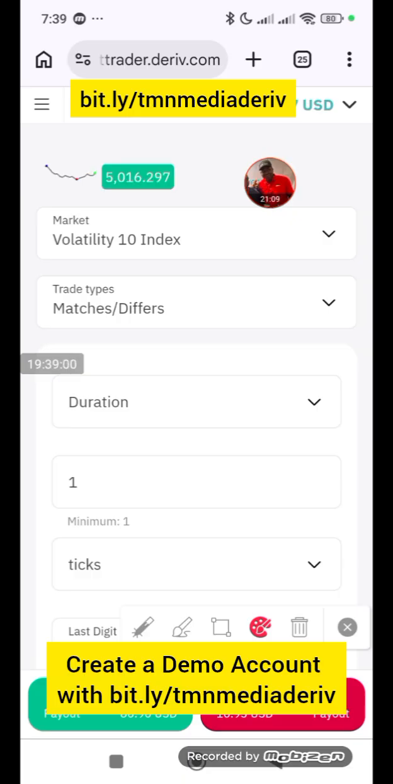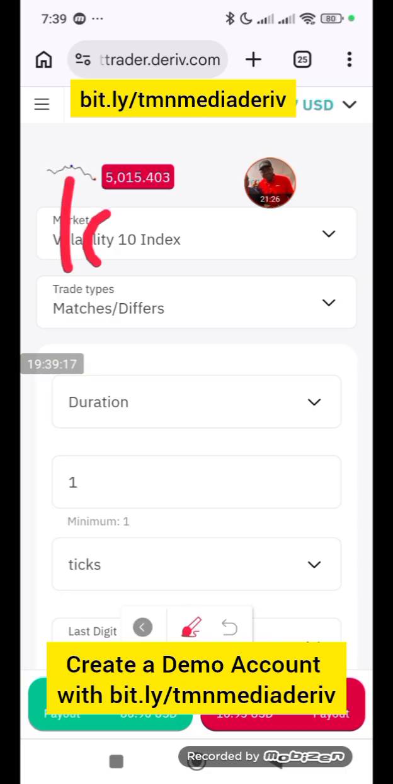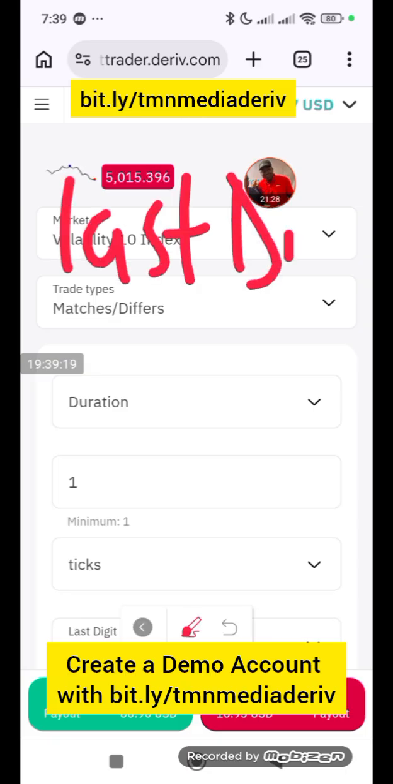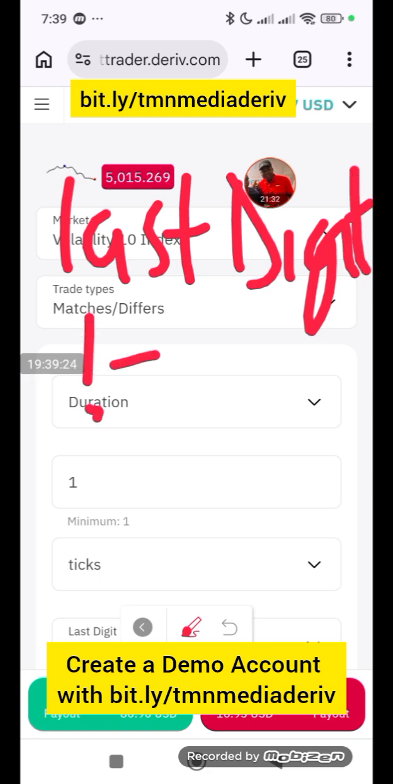Okay? But it requires a lot of patience. If you are in a hurry, you cannot trade matches. Now, the one that is much more convenient is differ. I am saying that the last digit is not going to be equal to 9.